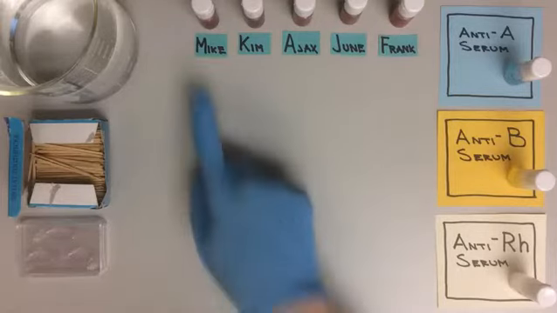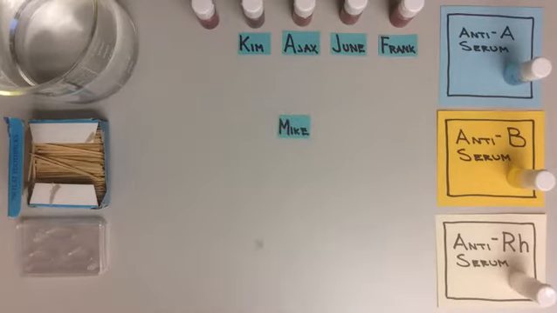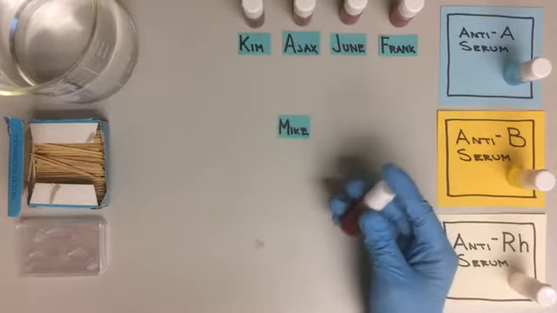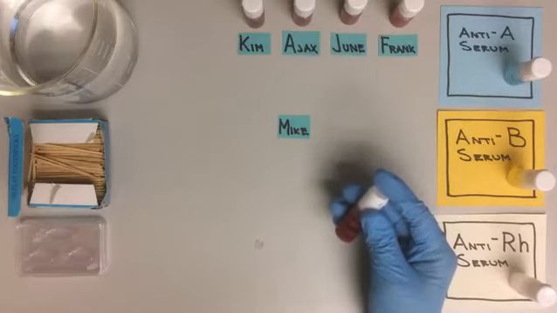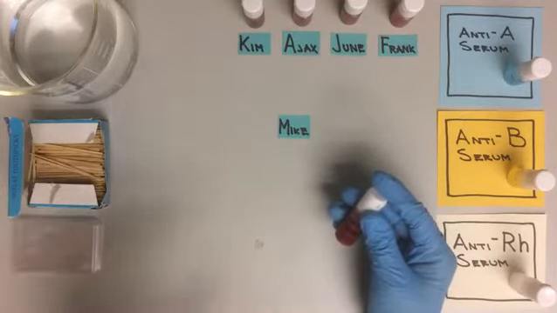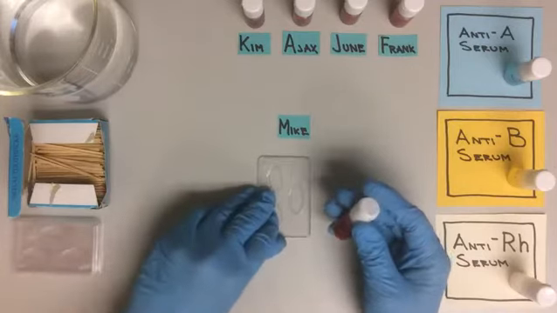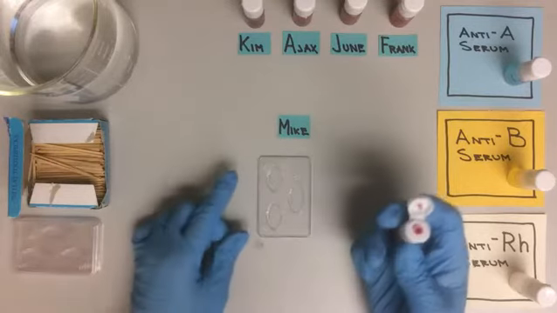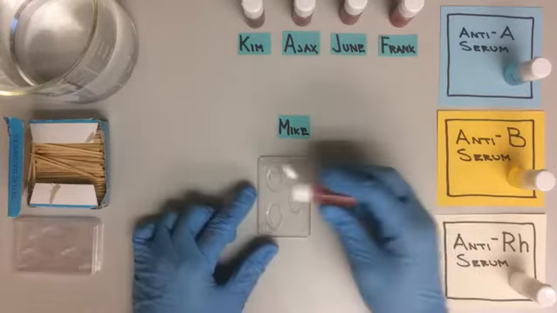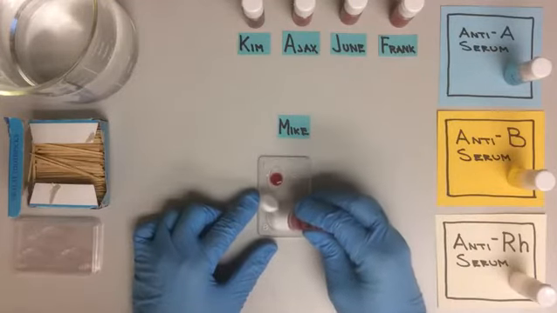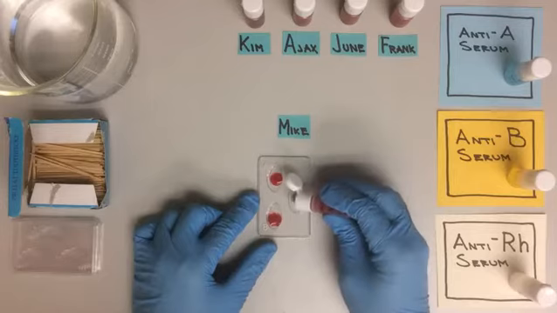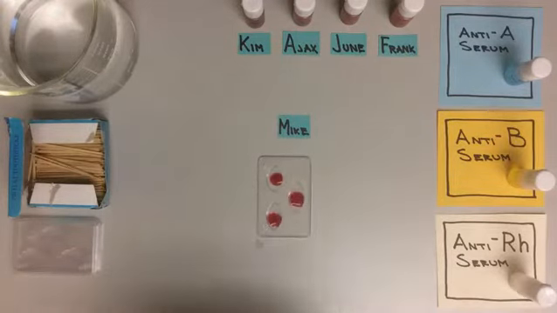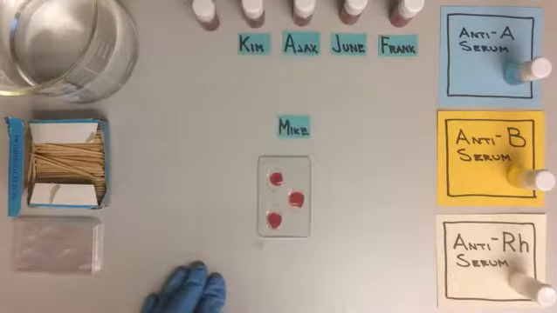So our first individual, let's call him Mike. We have his blood sample here, and we want to figure out what blood type he is. So, we put some of his blood in each of these 3 wells on the blood typing slide. And we use antiserums to work out what blood type this individual is.